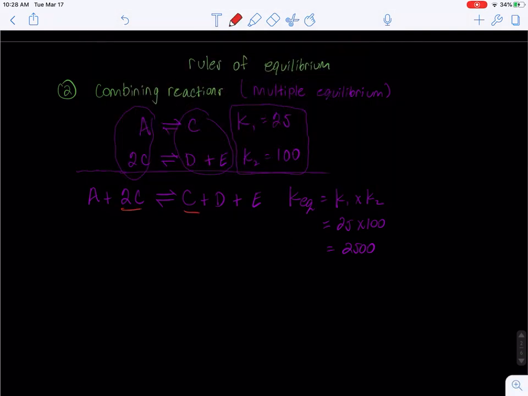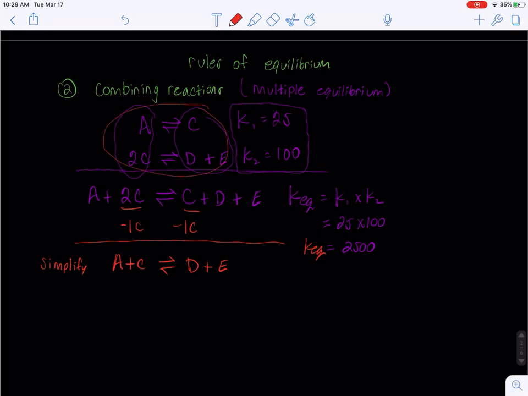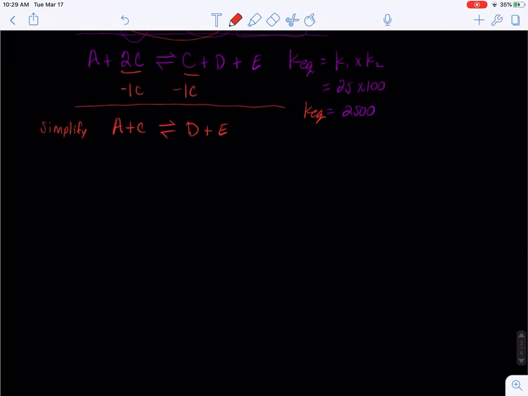Now I do want to mention that sometimes you can simplify the reaction. In this case, we want to do that. There's 2C on the left and 1C on the right, so we want to subtract 1C from both sides of this chemical equation to simplify the chemical reaction. The equilibrium constant is still going to be this value here, but we would have A plus C in equilibrium with D and E. So if you add two chemical reactions, you multiply the two equilibrium constants.